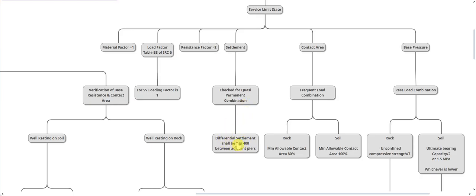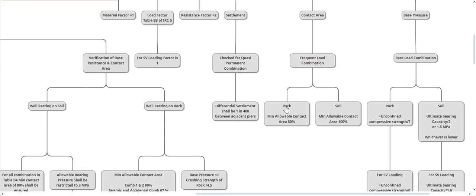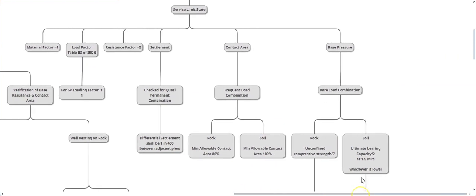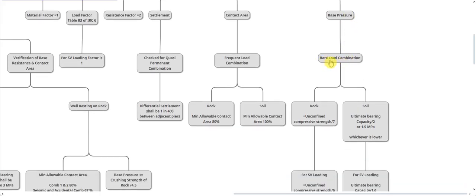Now the settlement is to be checked for quasi-permanent load combination, and the differential settlement shall be limited to 1:400 between the adjacent pair. For contact area, we shall refer to the frequent load combination given in IRC 6, and for case of rock, the minimum allowable contact area is 80%, and for soil, the minimum allowable contact area is 100%. That means there shall be no loss in contact area under the frequent load combination.